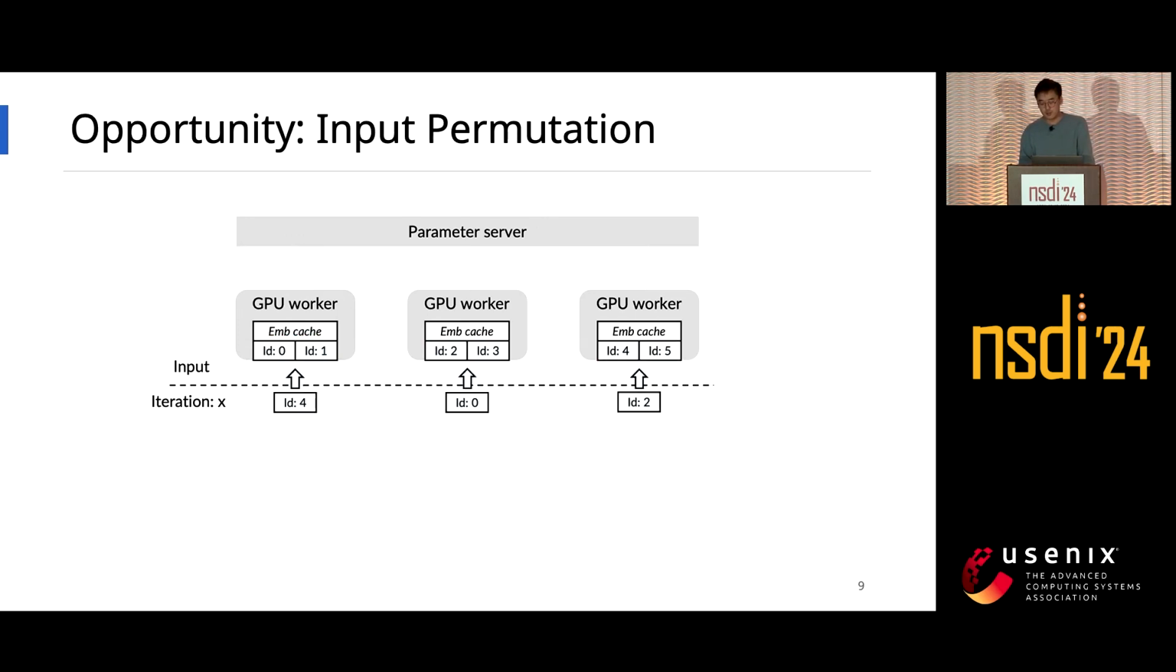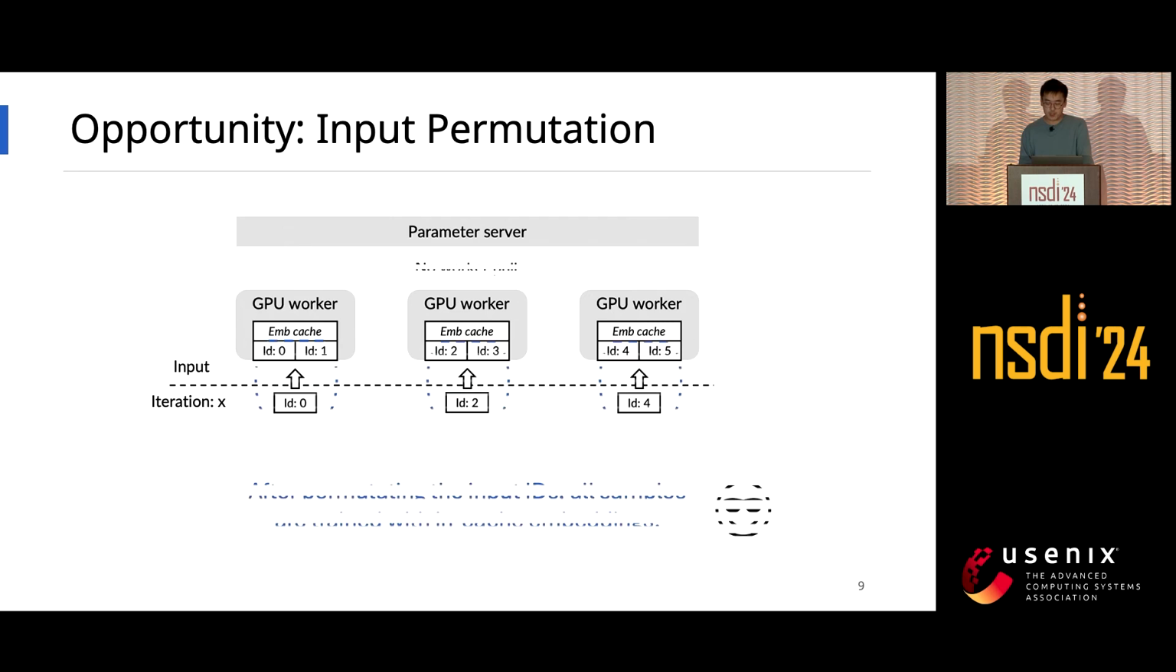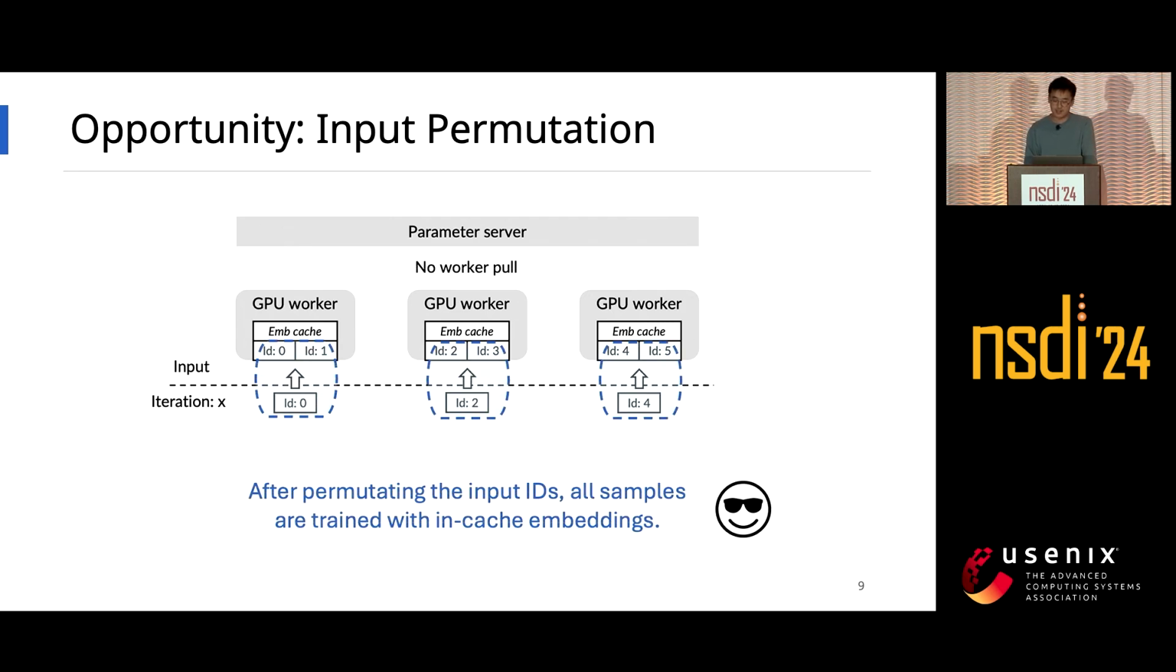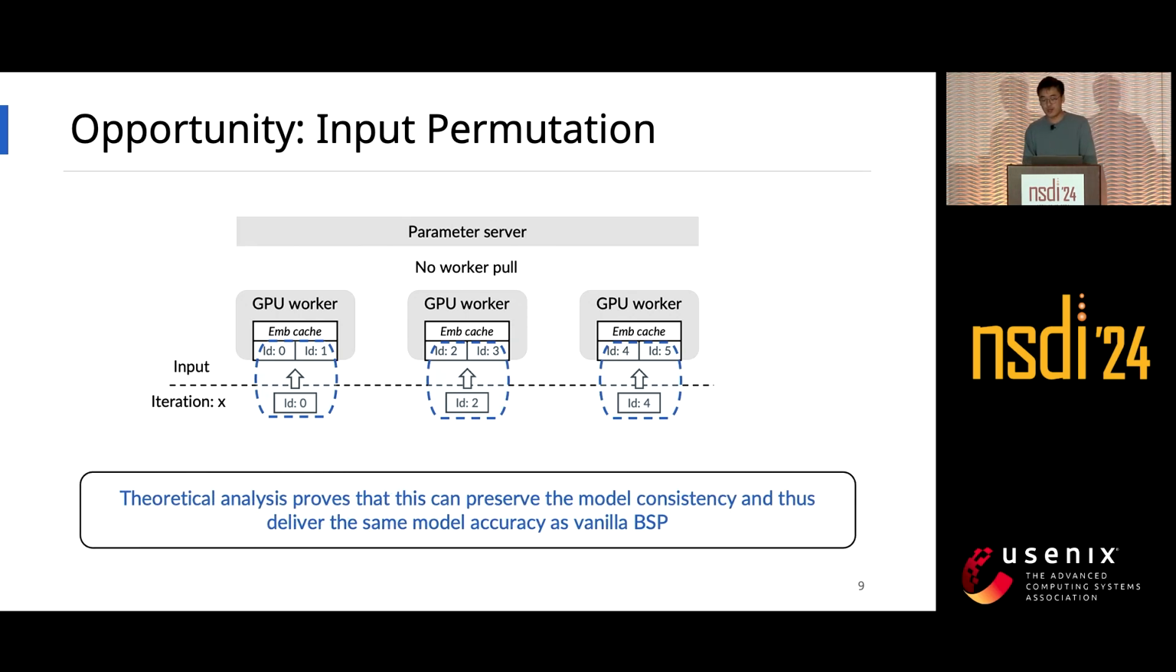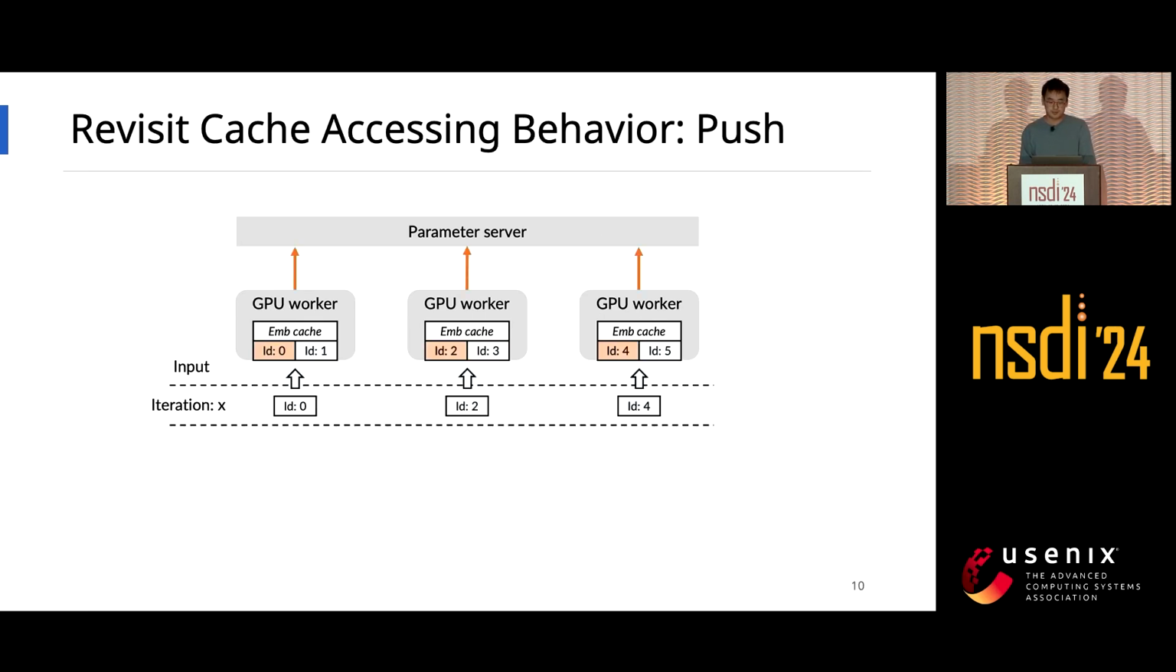However, there's an opportunity to avoid these worker pull transfers. If we permute the input batches properly in a cache-friendly manner, we find all workers can train a sample with the cached embeddings. So there are no worker pull transfers in this scenario. In this paper, our theoretical analysis proves that this permutation can preserve the model consistency and thus deliver the same model accuracy as the vanilla BSP.